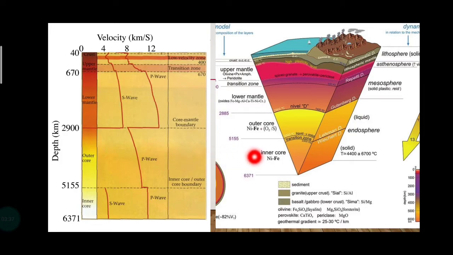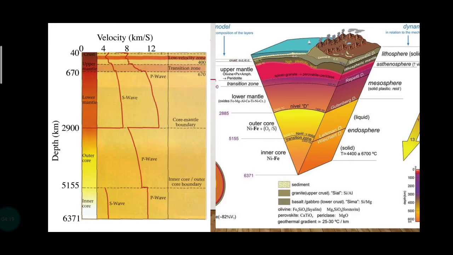Now, from this particular graph we found the internal structure of Earth. So first, the crust, the upper portion of the Earth. In continental areas it extends up to 30 to 40 kilometers, and in oceanic crust it extends up to 10 kilometers.